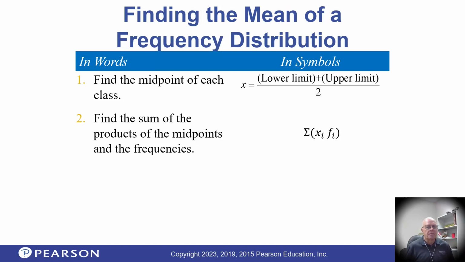Second, add the sum of the products. So you multiply each midpoint times its frequency. Add all those up, and that's what this is. This is the sum of each midpoint times its frequency.